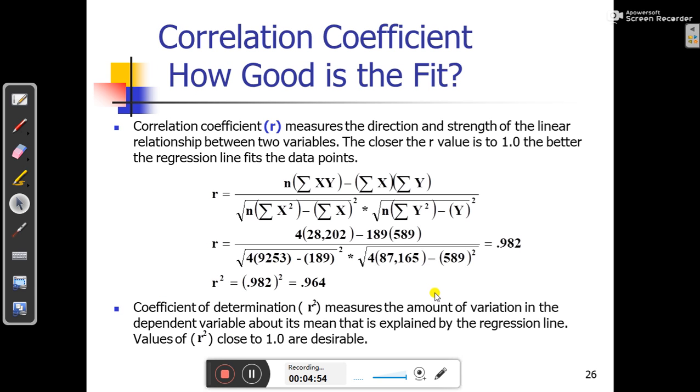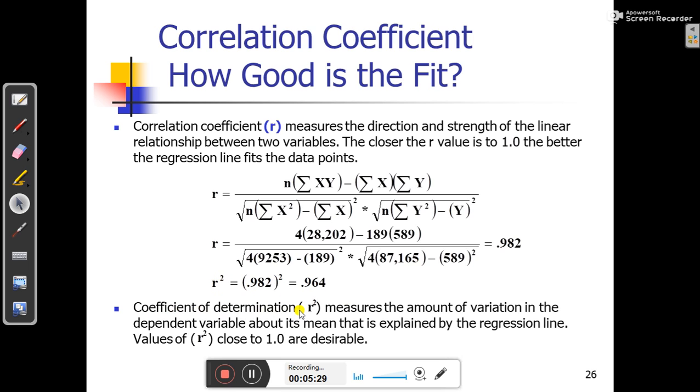Correlation coefficient: how good is the fit? The correlation coefficient measures the direction and the strength of the linear relationship between two variables. The closer the R value is to 1, the better the regression line fits the data points. We know this is the equation for the Pearson correlation, R equal to this. If you put in the values of x and y from the previous table, you will find R equal to 0.982, which is close to 1. If you square it, R square is 0.964.